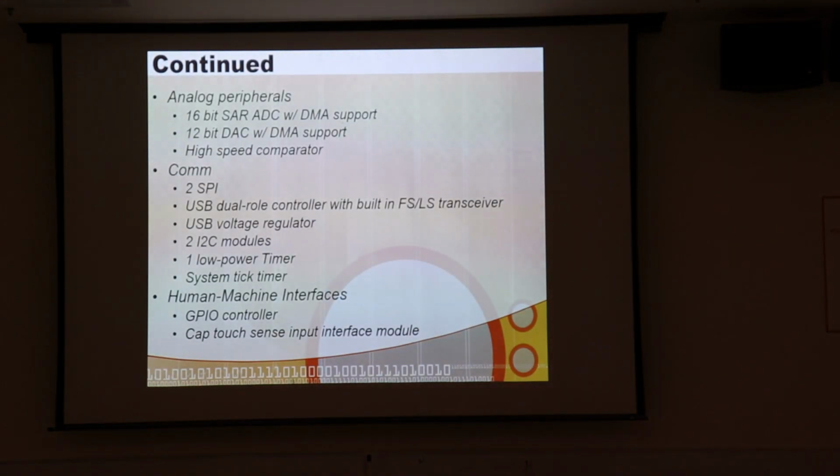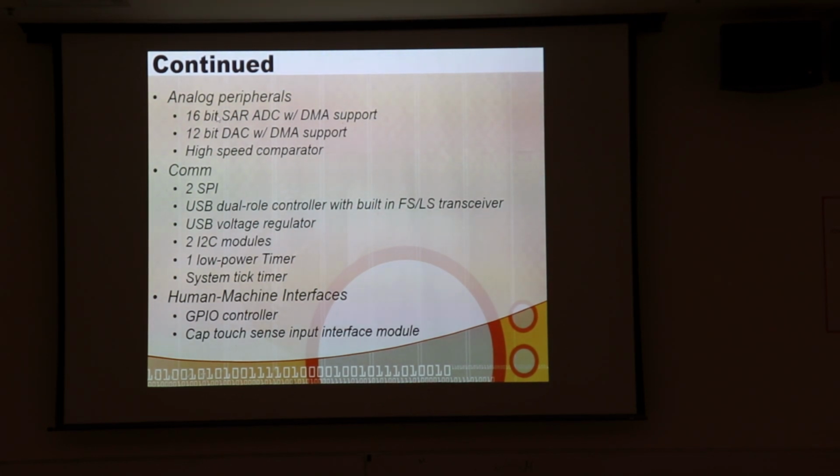Okay, and then it's got a bunch of peripherals and a bunch of stuff built onto the Freedom board itself. So the peripherals, it has a really nice, very capable A to D, 16 bits, which is nice. Our PIC only had a 10-bit A to D.